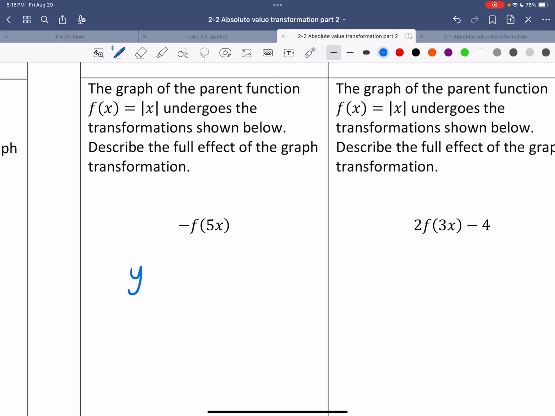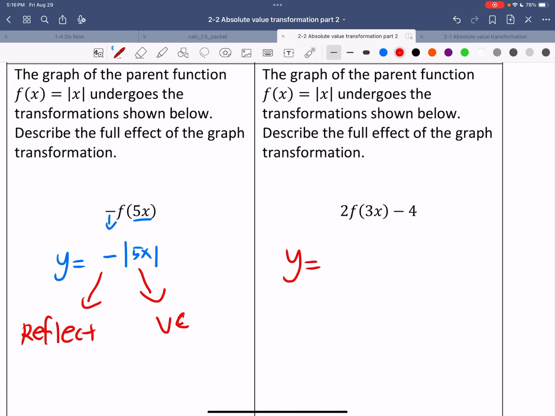Same thing, y equals with the absolute value. So we have got negative, so I'm going to put negative. Inside we got 5x, so I'm going to put 5x. That's it. Same thing, reflect across the x-axis. Vertically compressed by 1/5.